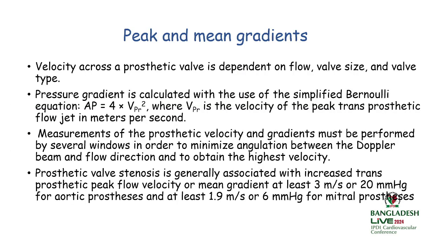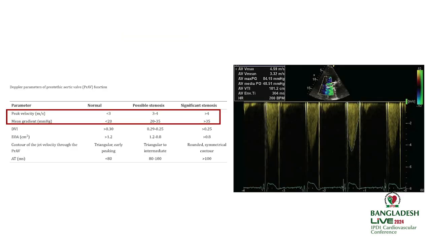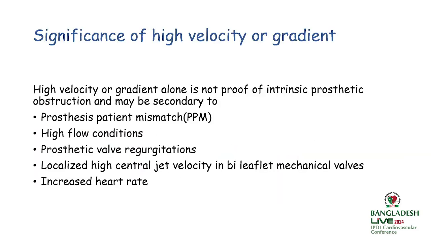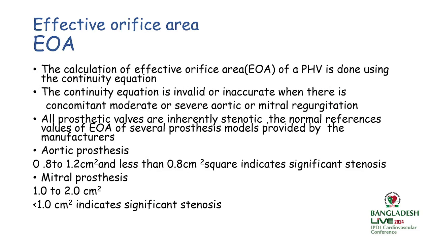If the mean gradient is more than 3 meters per second or 20 millimeters of mercury in case of aortic prosthesis, and in case of mitral prosthesis, if it is more than 1.9 meters per second or 6 millimeters of mercury, then we should think of prosthetic valve stenosis. But high velocity or gradient alone is not proof of intrinsic prosthetic obstruction, and we also have to think about prosthesis-patient mismatch, high flow condition, prosthetic valve regurgitation, localized high central jet velocity in bileaflet mechanical valves, and increased heart rate.